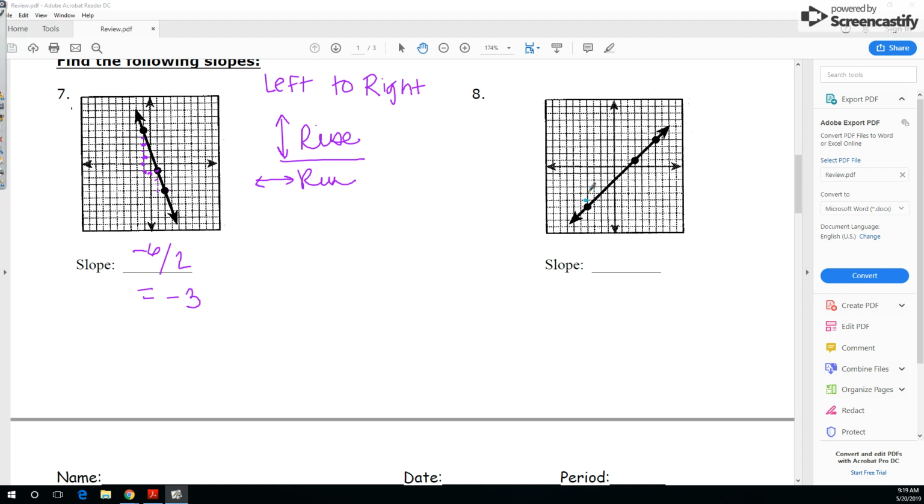Up 1, 2, 3, 4, 5, 6, 7. To the right 1, 2, 3, 4, 5, 6, 7. Up 1, 2, 3. To the right 1, 2, 3.